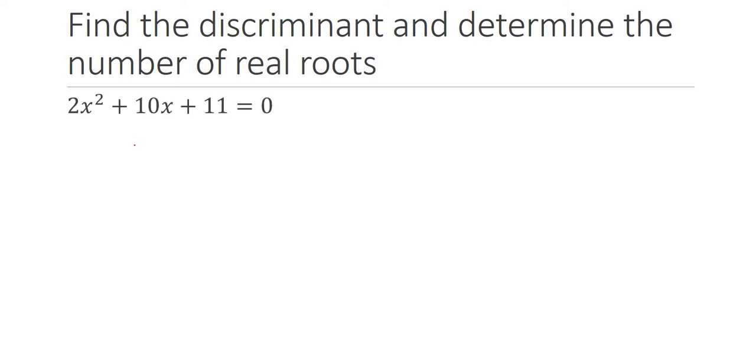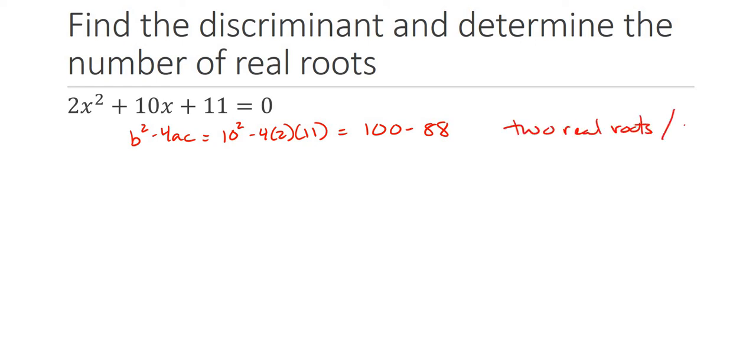Find the discriminant and determine the number of real roots. So remember, the discriminant is just b squared minus 4ac. So for this one, that's 10 squared minus 4 times 2 times 11. That's 100 minus 88. That's positive. Therefore, there are 2 real roots, and we can also say 2 x-intercepts.